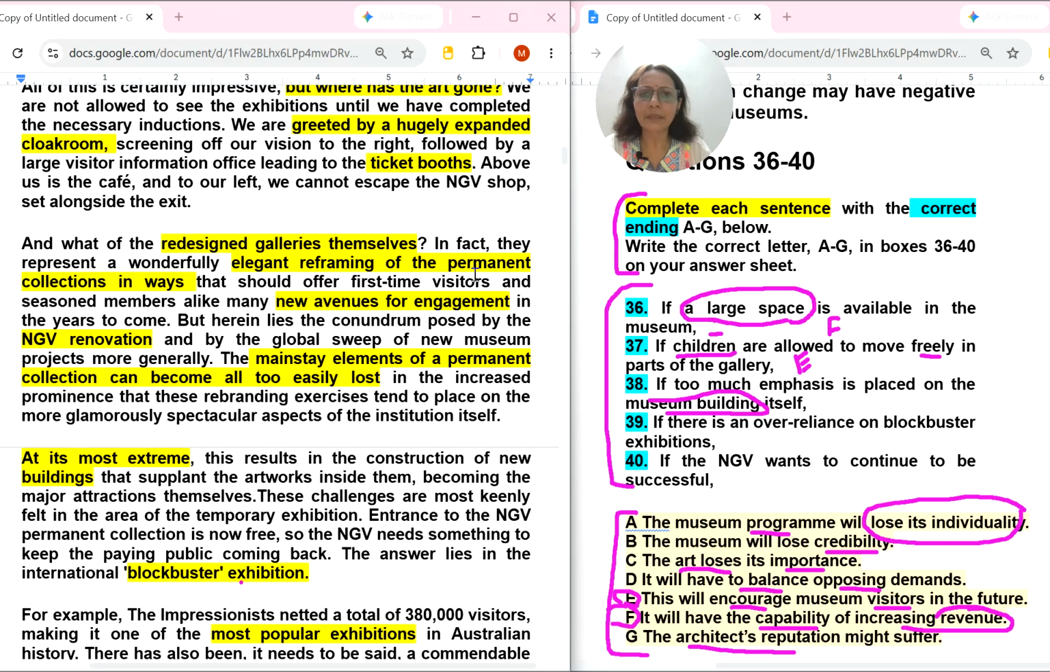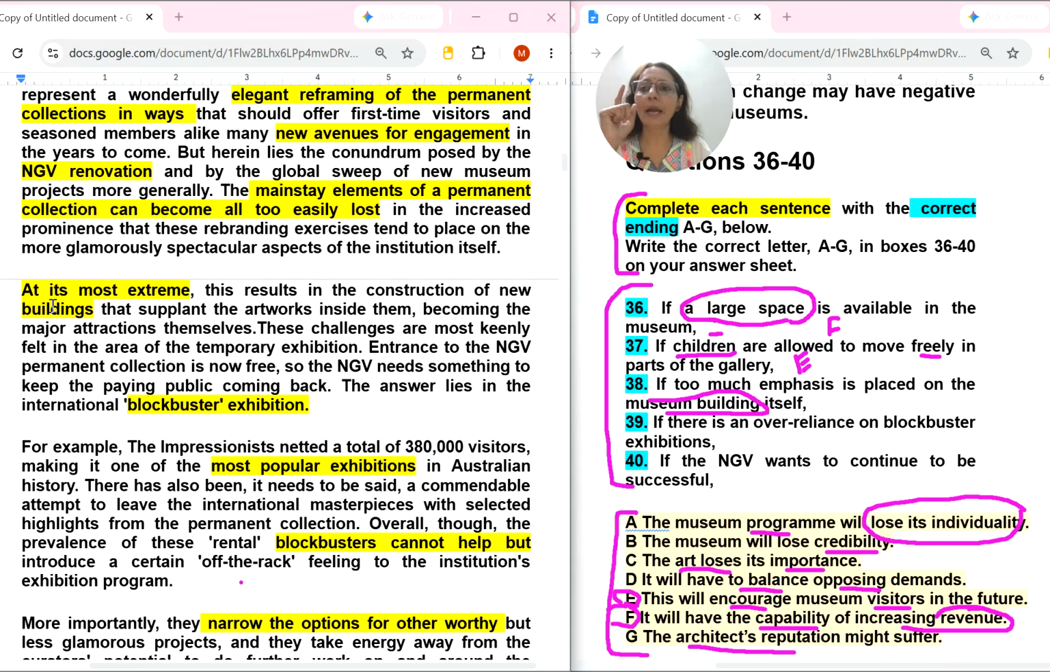Redesign galleries themselves, elegant refurbishing. So what if too much emphasis is placed on the building itself? New avenues for renovation by global sweep of the mainstay elements of the permanent collection. Building is here, so you need to find the words. At its most extreme, this results in the construction of new buildings that supplant the artworks inside them, becoming the major attractions themselves. If you do not know the meaning of this, then it will be a problem. It is a negative word, so it will suppress the artwork inside them, becoming the major attraction themselves. They are talking about buildings. Building will become the major attraction.